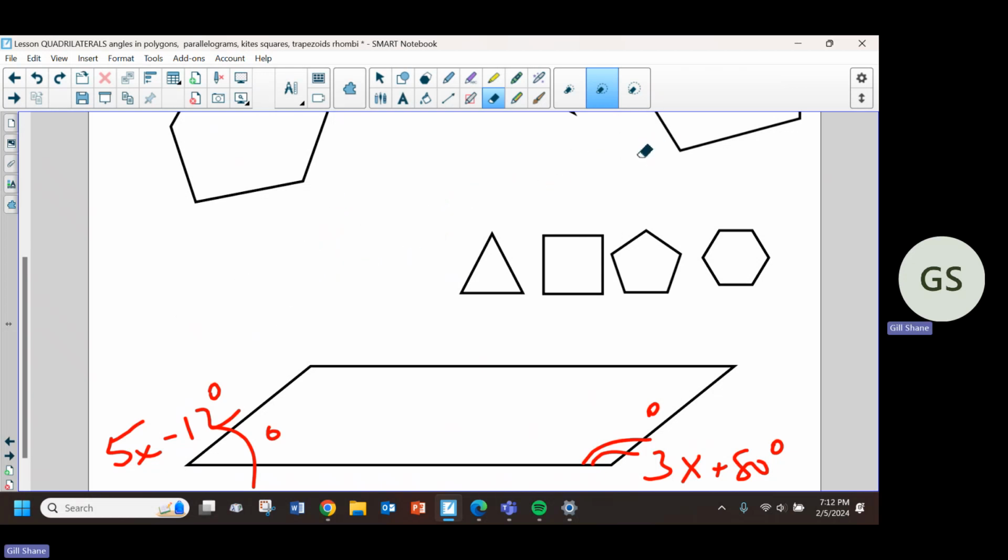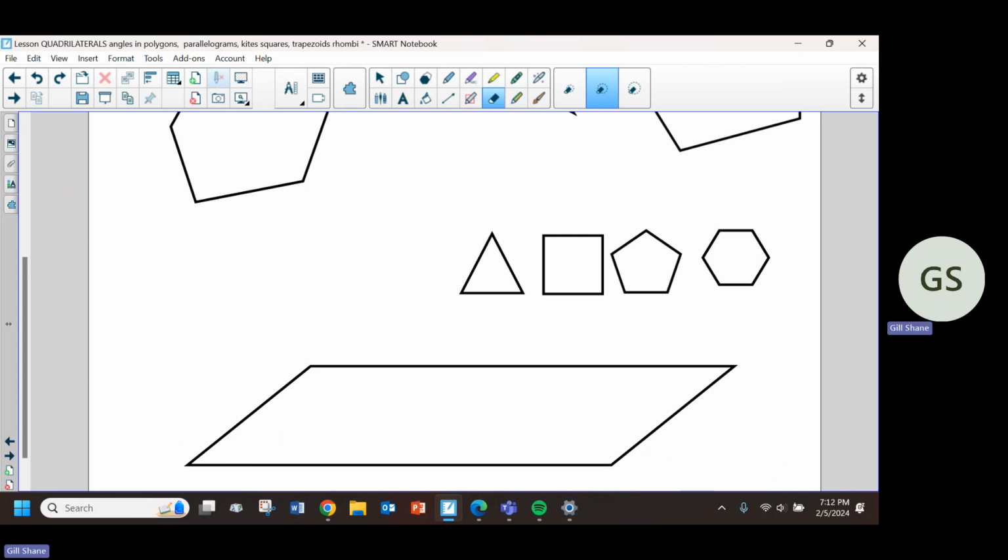Let's see what else. There's a bunch of stuff on parallelograms. I'm not going to go through and solve everything, but if they do tell you something about sides, oh, I forgot one of the theorems. Yeah, let's go back to that.